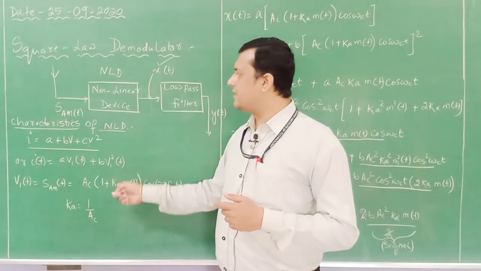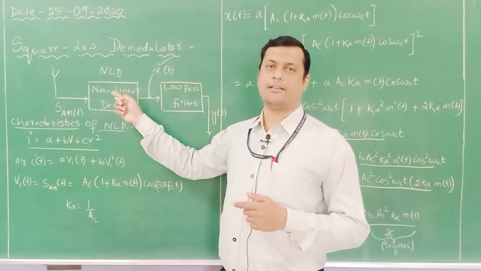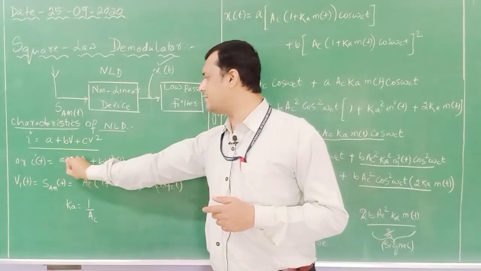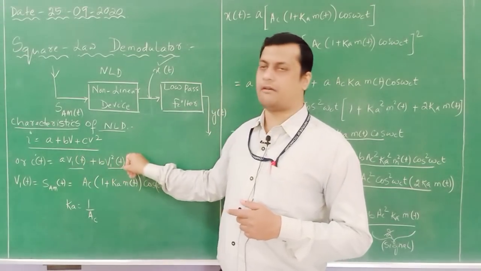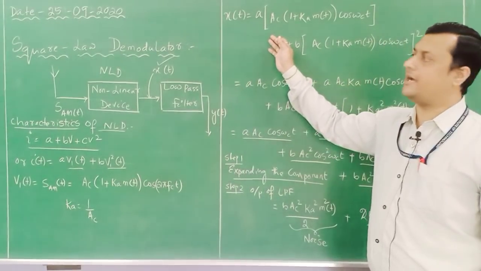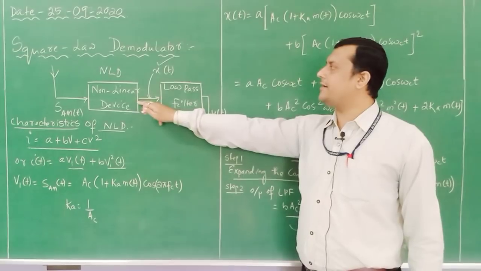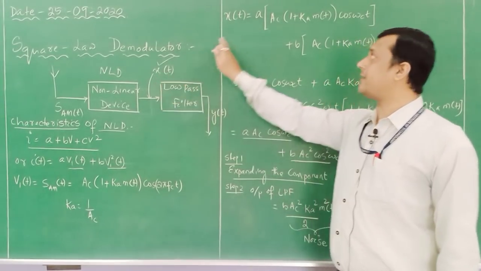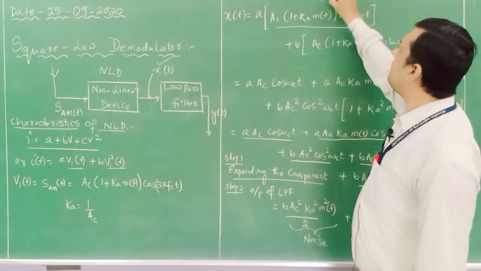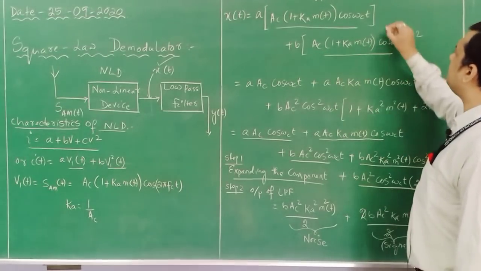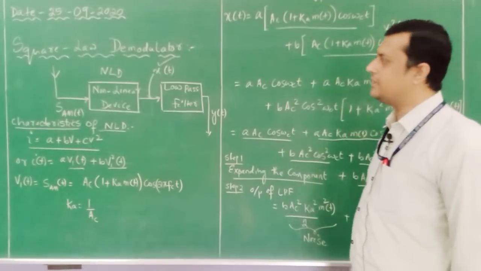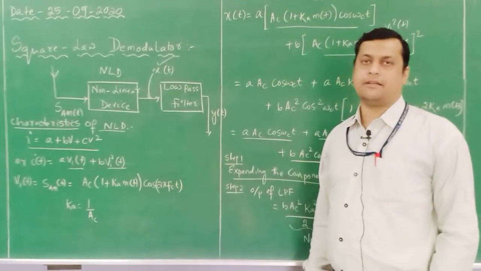Now this AM signal is processed through the nonlinear device. The nonlinear device will substitute the AM signal in place of V1 of t and V1 square of t. In this, I have substituted and written that the output of the nonlinear device is x of t. So x of t equals A times V1 of t plus V1 square of t. In place of V1 of t, I have substituted the received AM signal.